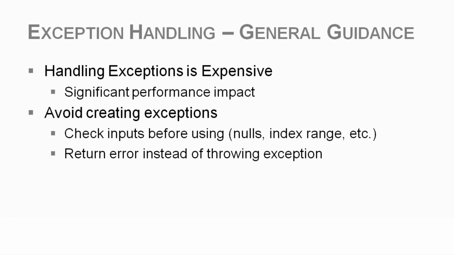So you, of course, would like to avoid creating exceptions. In order to avoid creating exceptions, we, of course, want to check our inputs before using. We want to avoid null object exceptions and out-of-index ranges and that sort of thing. And those, again, are fairly obvious, but it's something that you should think about. Another little bit less obvious thing is that we would like to return some sort of error instead of throwing an exception. And we'll take a look at some examples.